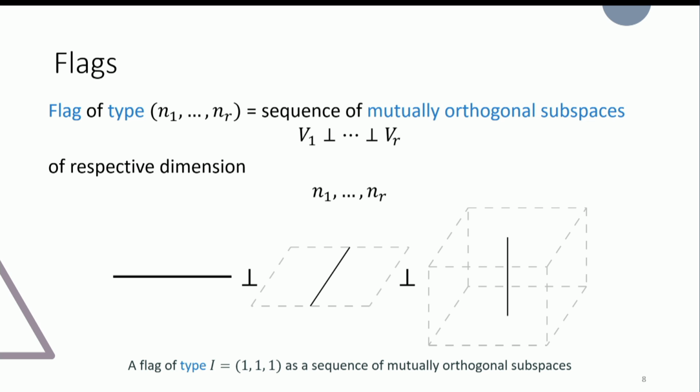And actually, you might not know it, but you may be working with flags every day, since a natural example of a flag as a sequence of mutually orthogonal subspaces is the sequence of eigenspaces of a symmetric matrix. And so the type of such a flag is the sequence of eigenvalue multiplicities of your symmetric matrix.